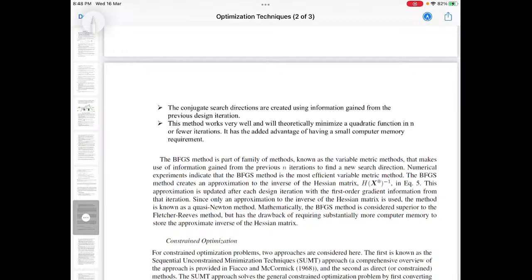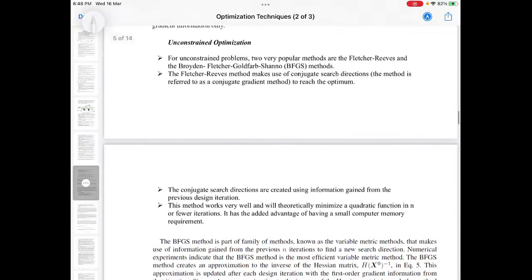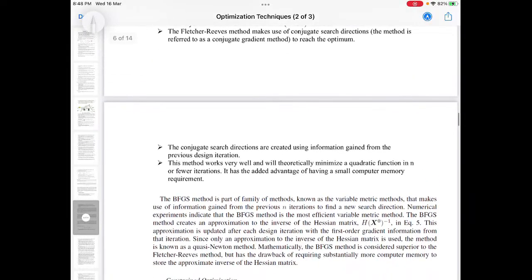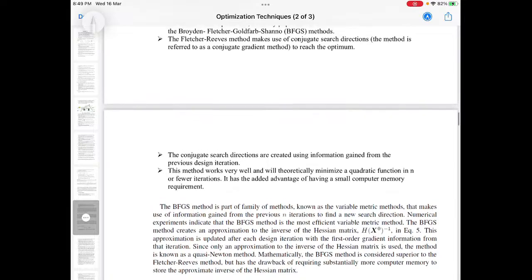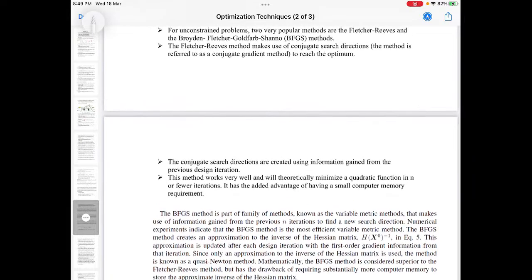So the method works very well. We are discussing the Fletcher-Reeves method, which is a very good method, and it works very well and will theoretically minimize a quadratic function in n or fewer iterations. It has the added advantage of having a small computer memory requirement.